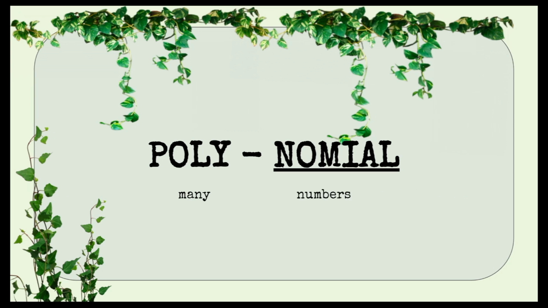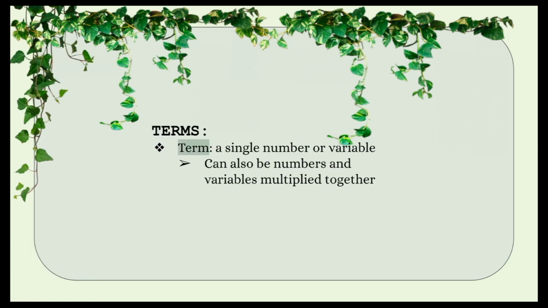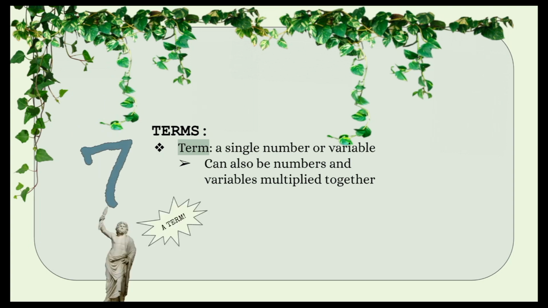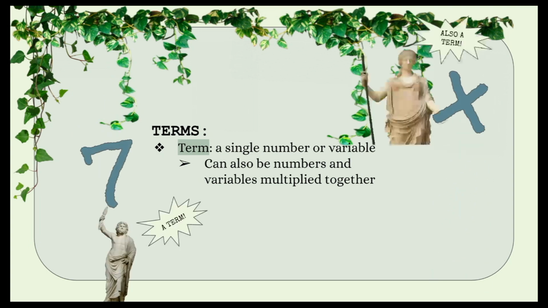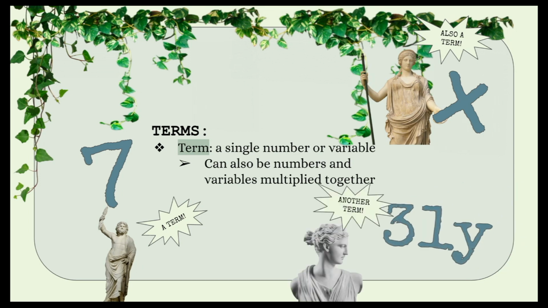But what exactly is in a polynomial? Let's first review what a term is. A term is a single number or variable, or numbers and variables multiplied together. So 7 is a term. X is also a term. 31y, a number multiplied by the variable y, is another term. There can even be more complicated terms, like 3 times x squared times y squared.